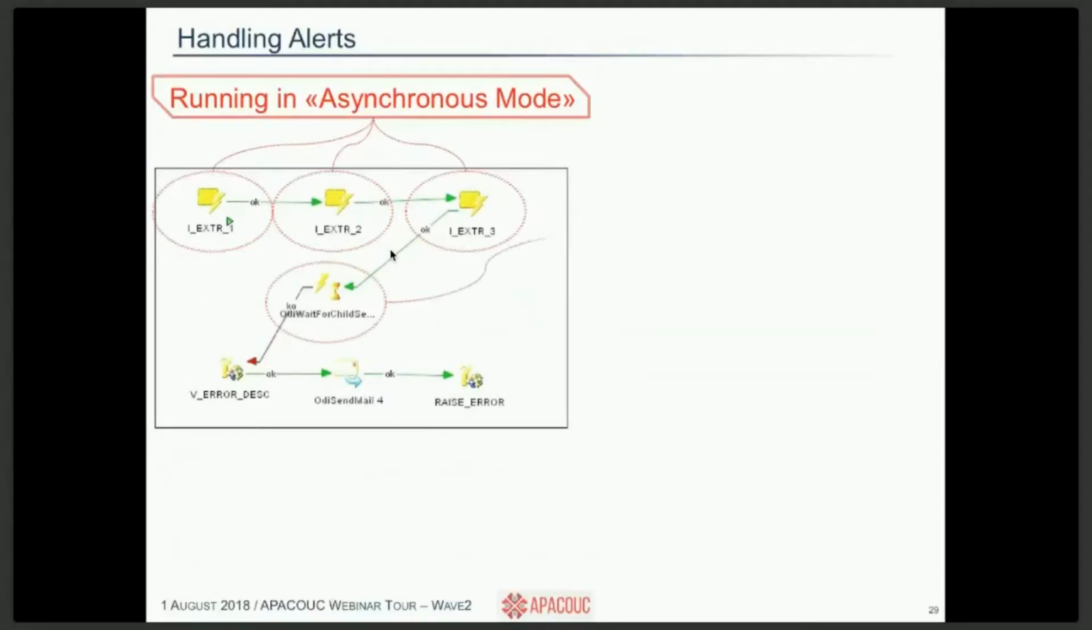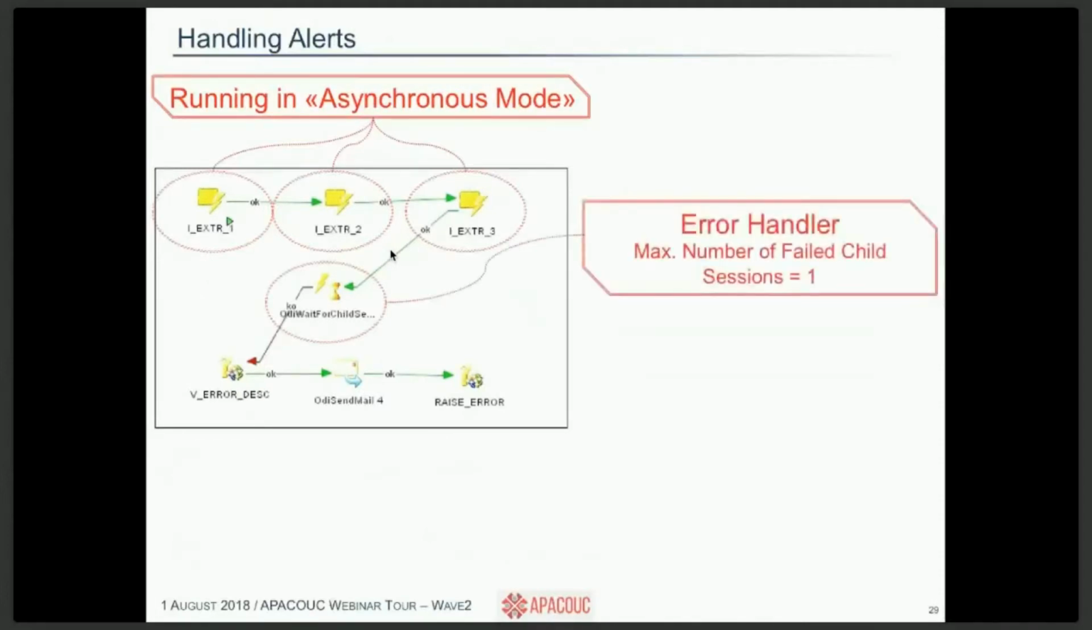After that, I put a wait for child session with maximum number of failed child sessions equal to 1. This means that if EXTR extraction 1, 2, or 3 fails, this could be because the database is closed, or our user expired, or the password could be wrong, anything, and it could be out of your bounds because this could be a production environment, and you need to inform the related admin or operator.